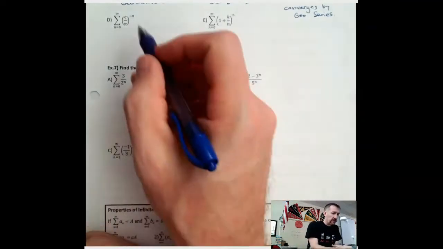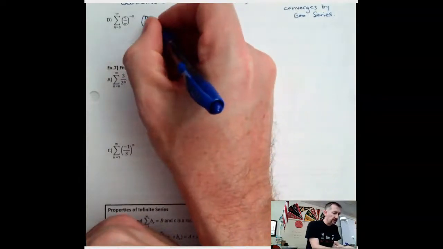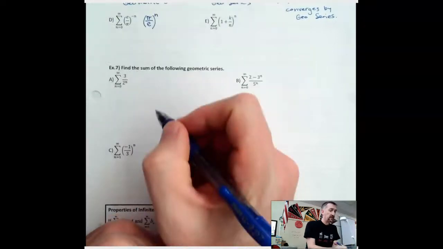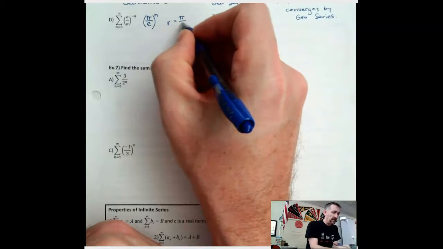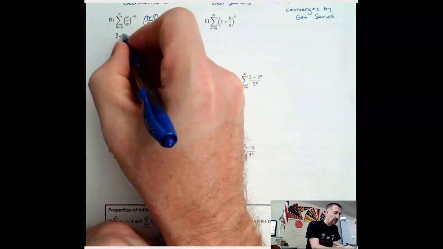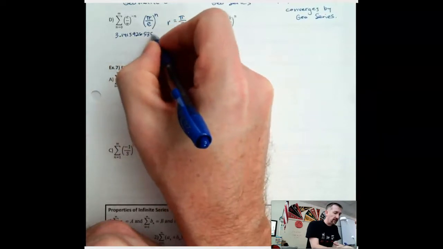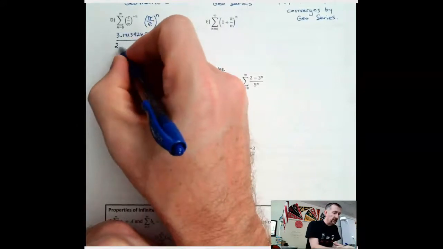So if we move down here, the negative exponent, we just flip that over, so that would be pi over e to the n. So r is equal to pi over e. So pi is 3.14159265358. Okay, you get the idea. And e is 2.71828.